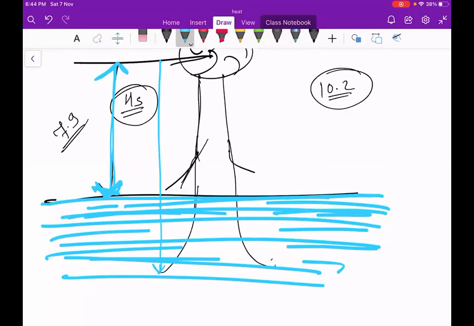So just write these points. I'm talking about suction height. I'm just talking about the suction height.